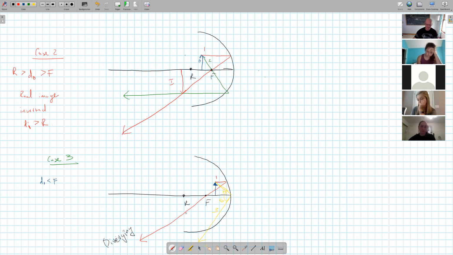So what does that mean? That means that ray number 1 is getting further away from ray number 3, which means these 2 lines are never going to cross each other, which means that the image formation cannot occur anywhere out here.